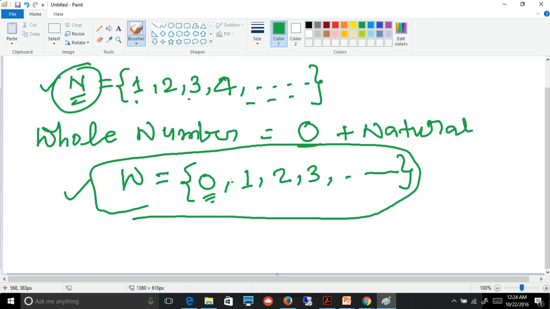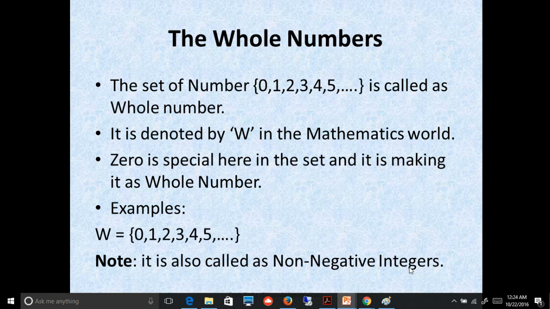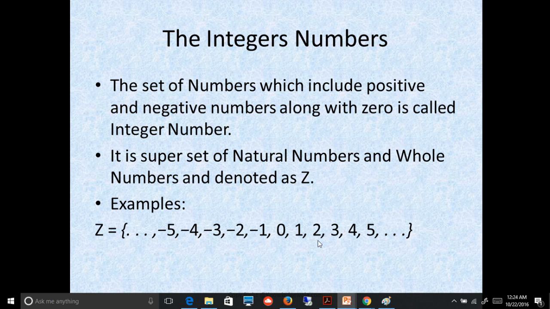If any question comes, write down the whole numbers and the alphabet to denote them. We can say it is denoted by W, and the set of whole numbers is 0, 1, 2, 3. Moving to the next one, whole numbers are also called non-negative integers. This is also one name for whole numbers.